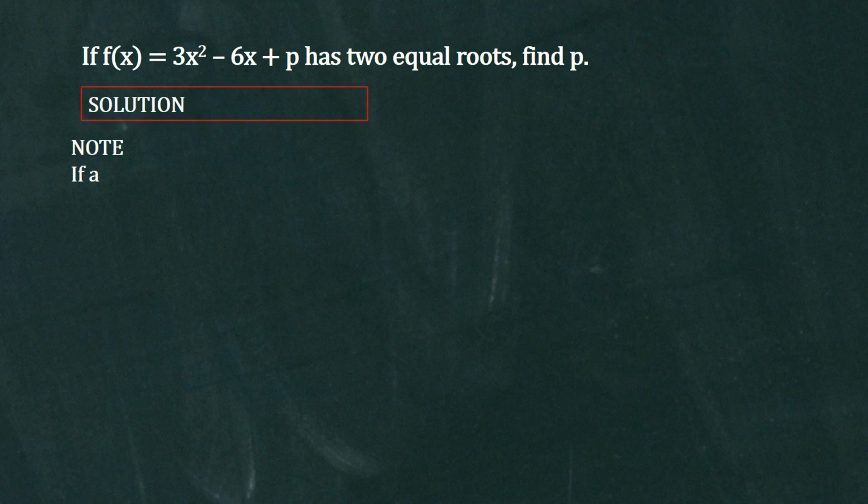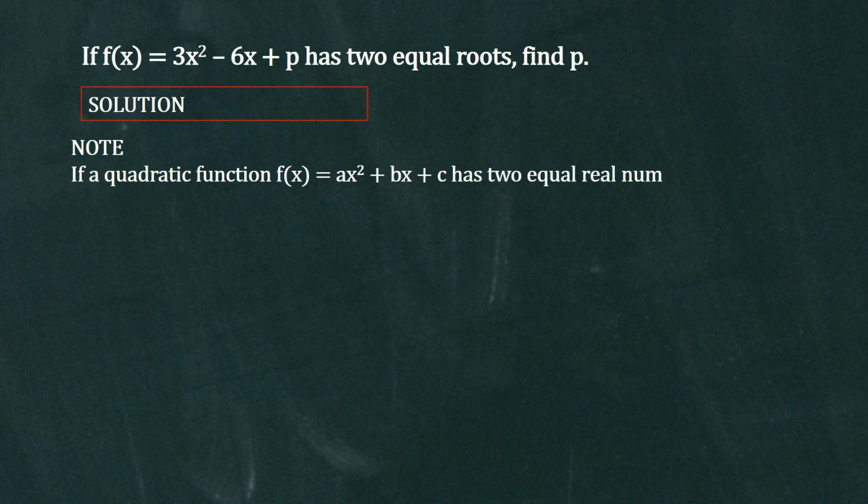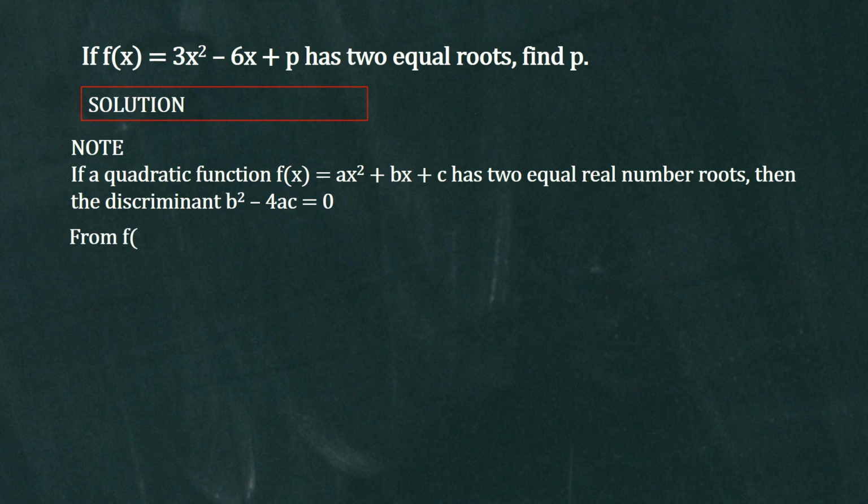To work this out, first of all, we're going to look at a standard quadratic function, which is usually ax squared plus bx plus c. If it has two equal roots, then it follows that the discriminant b squared minus 4ac must be equal to 0.